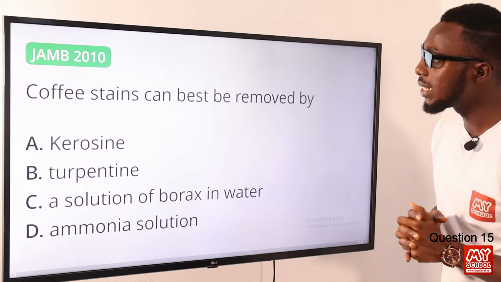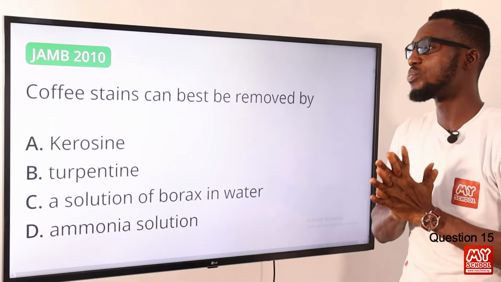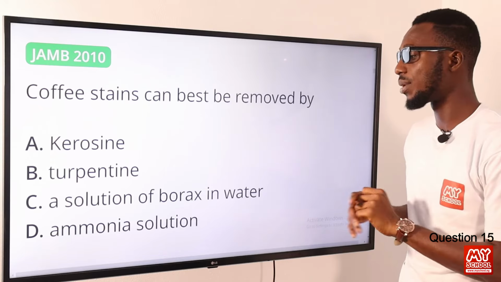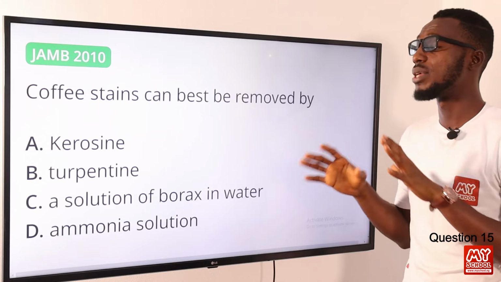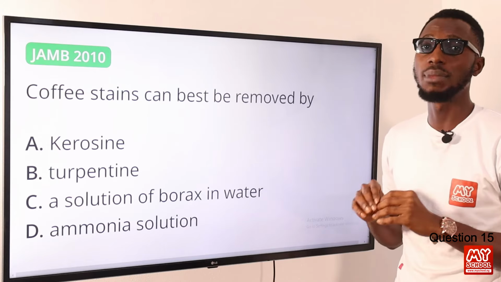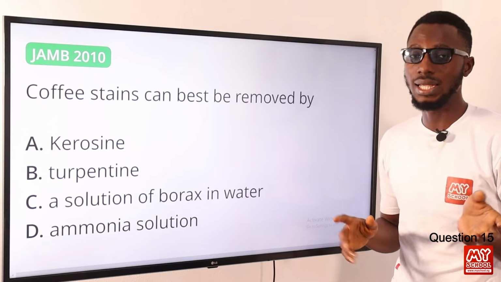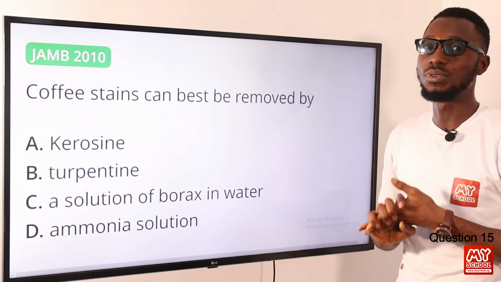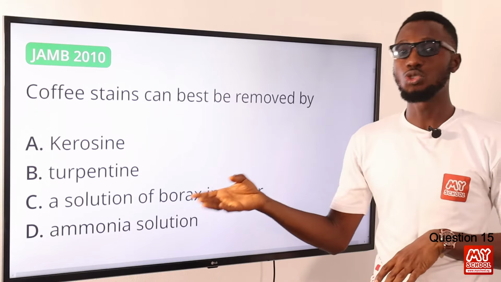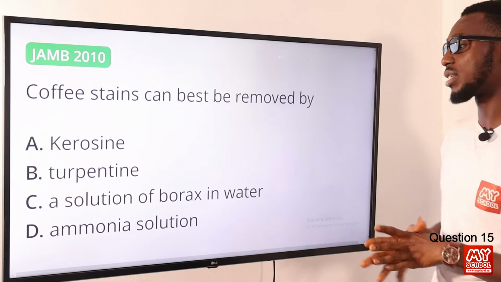15. So coffee stains can be best removed by what? By a solution of borax in water. This borax we're talking about is sodium borate or sodium tetraborate. This is a very important ingredient when it comes to detergent and several other usages. So in this particular solution, this is what you should be looking for. Let's talk about the other options that we have.